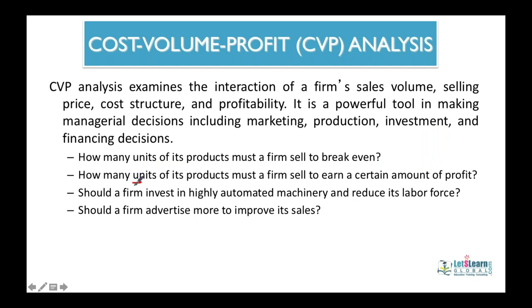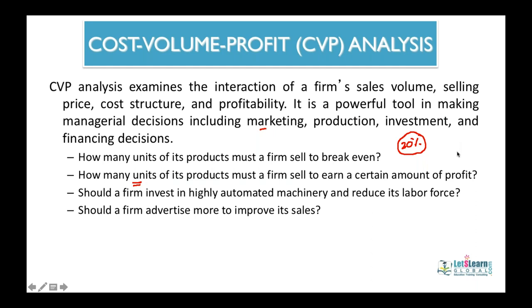How many units must be sold to earn a desired profit? The management may have a kind of 20% return on investment. So to earn 20% return on investment, how many units are to be sold, so that it can be used in our budgeting, marketing, etc.?